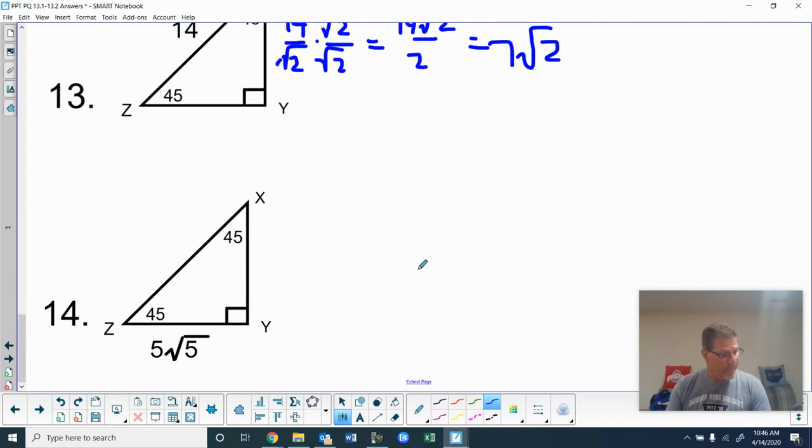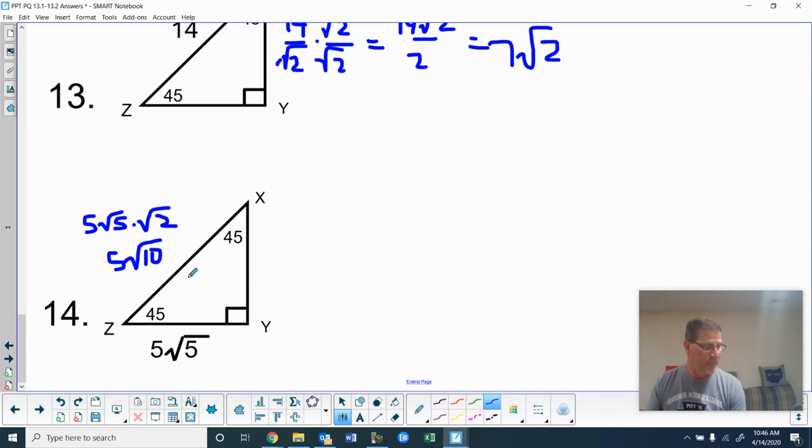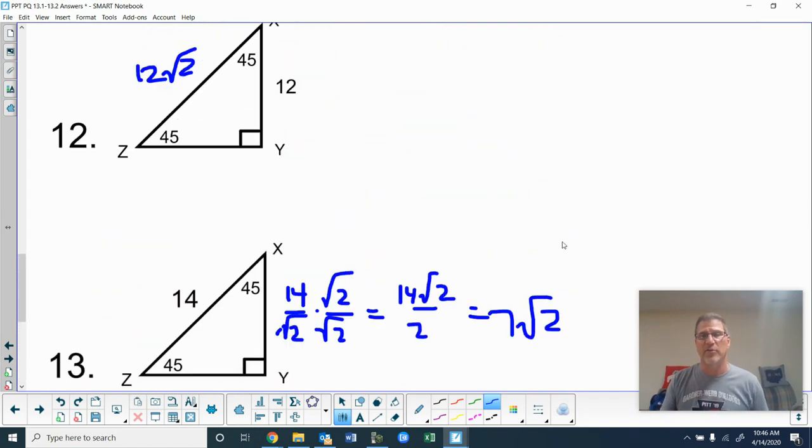And the last one. Okay, so I gave you YZ, and I want XZ, the hypotenuse. So you take a leg, and you just multiply by the square root of 2. So that'd be 5 radical 5 times the square root of 2, which should be 5 times the square root of 10. And it wouldn't reduce. So just 5 times the square root of 10. All right, so that's it for this practice quiz.